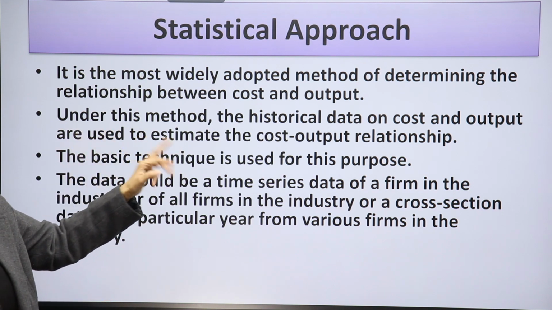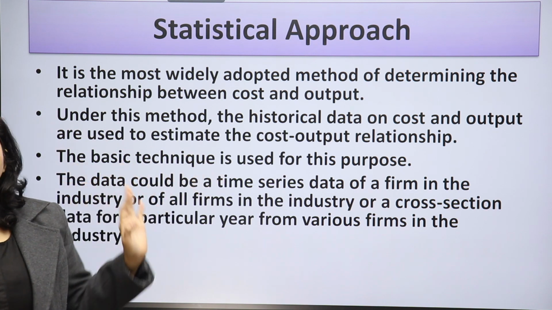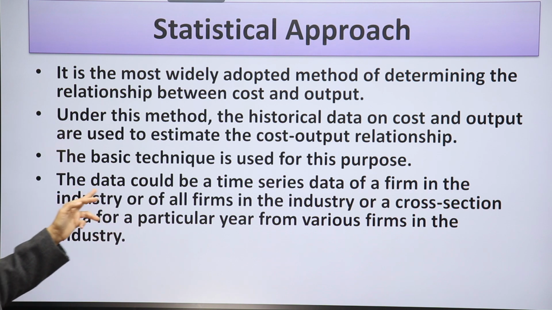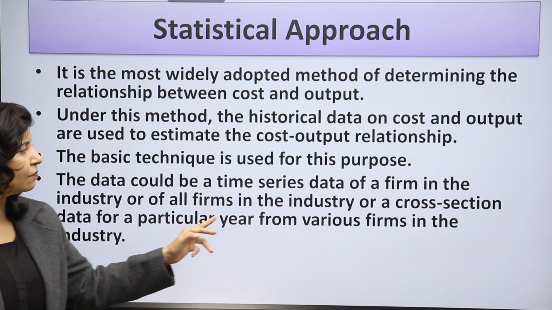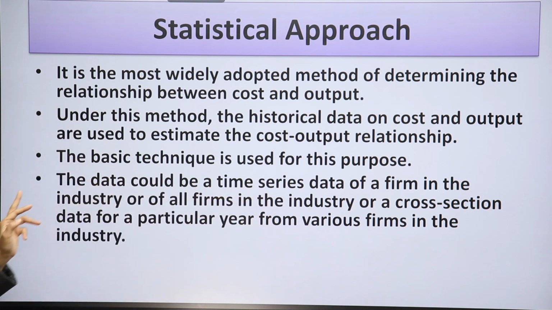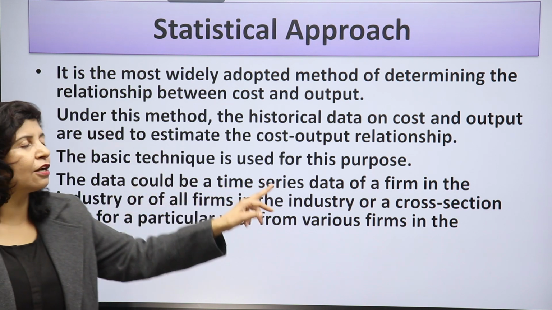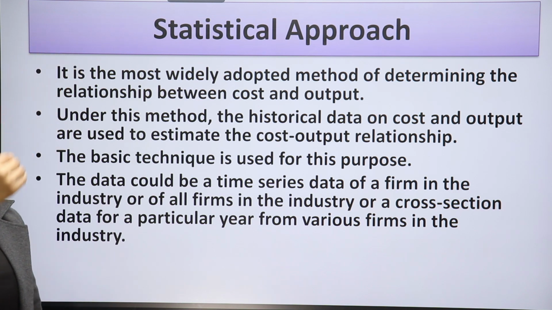Under this method, the historical data on cost and output is used. Then the basic technique is used for this purpose. Adding is used and estimation experience is used. The data could be time series data of a firm in the industry or of all firms in the industry, or cross-section data for a particular year. So there are three types of data: time series data of a firm. If you have a single firm, you can use time series data. That means past 10 to 20 years of data you can use for your estimation.